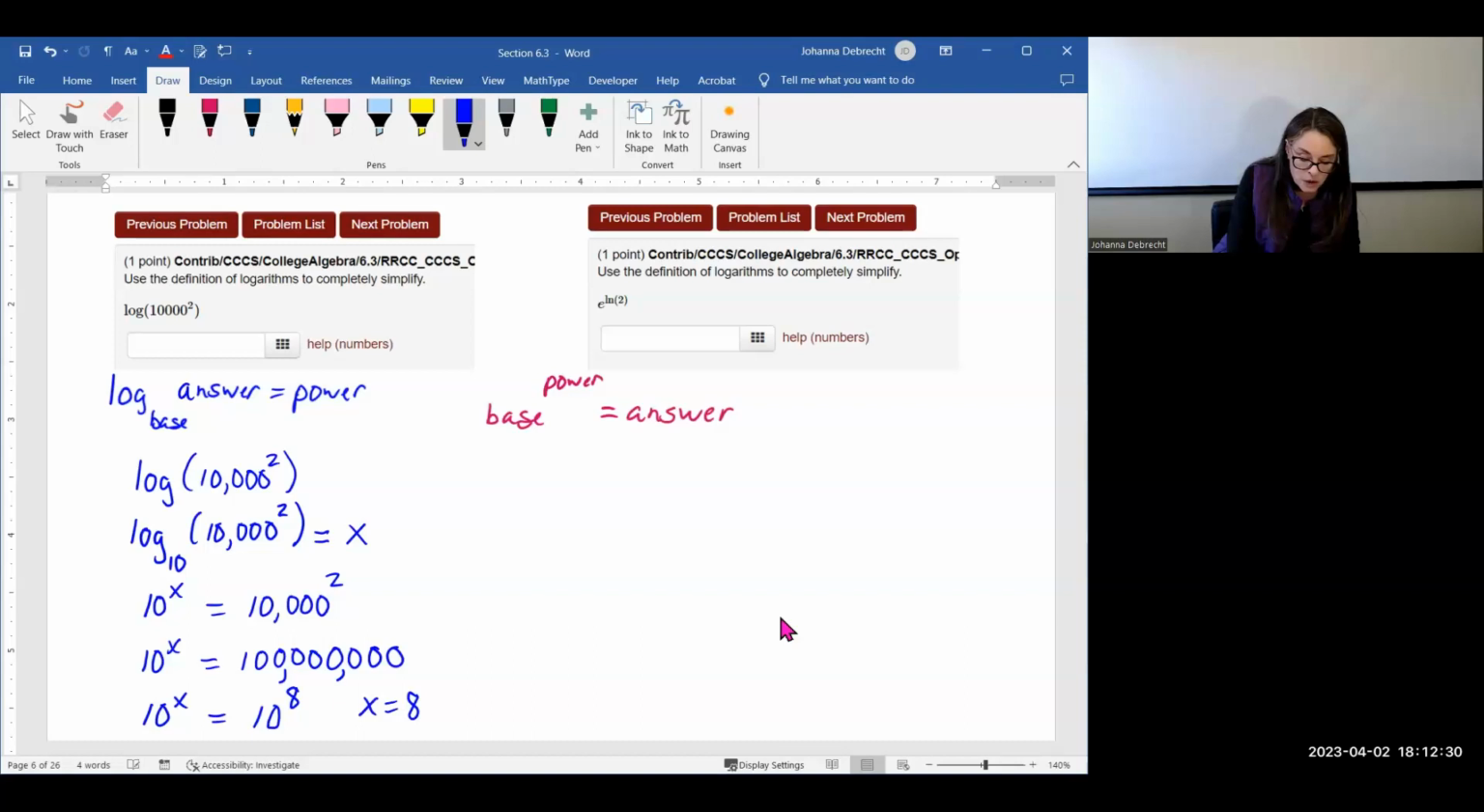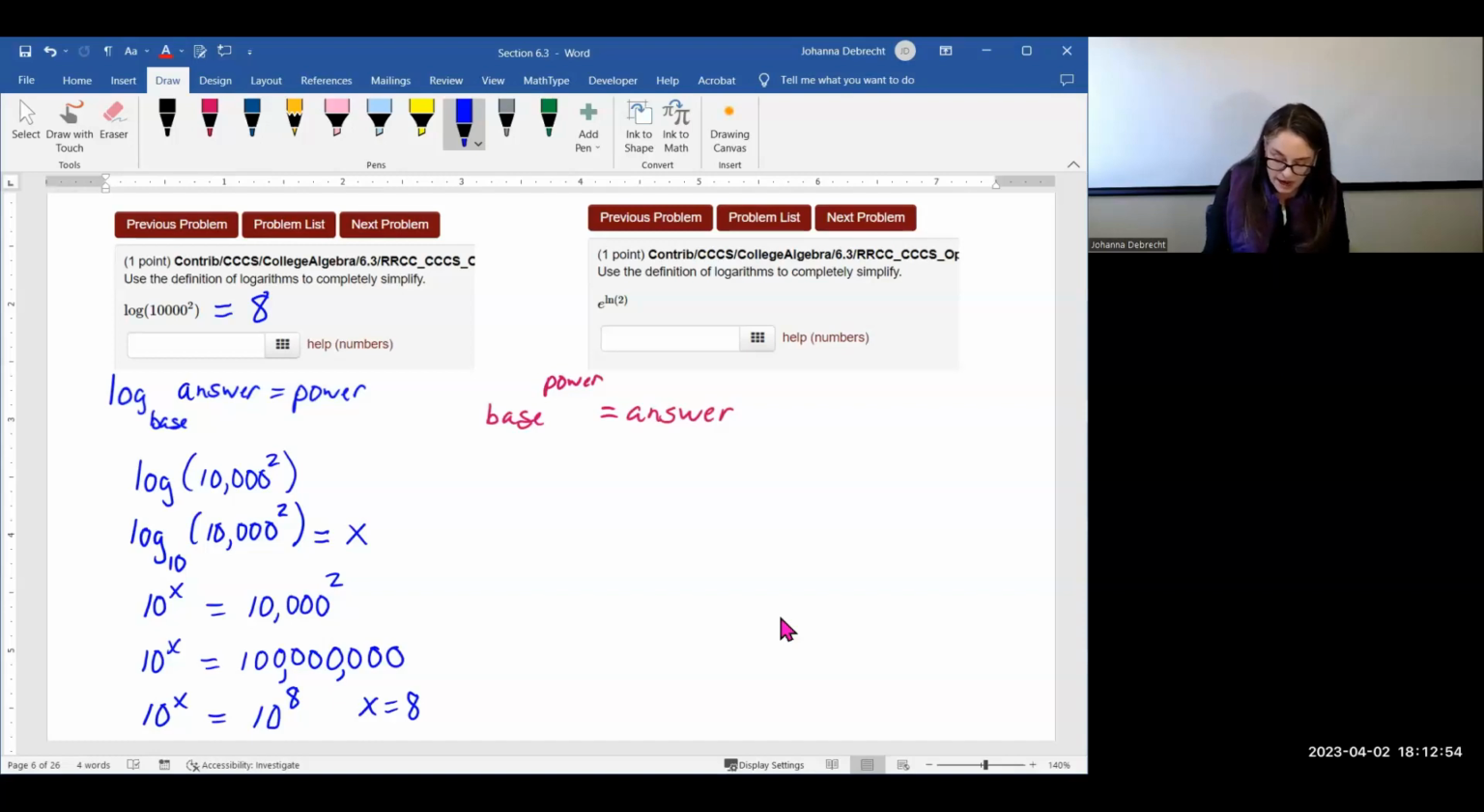So the value of log base 10 of 10,000 squared is 8. In other words, 10 to the 8th power is 10,000 squared. Okay, let's look at the second one. Now this one has e to the natural log of 2. Now this is the one that confuses students the most, all right? So we're going to start and figure out what this one is.